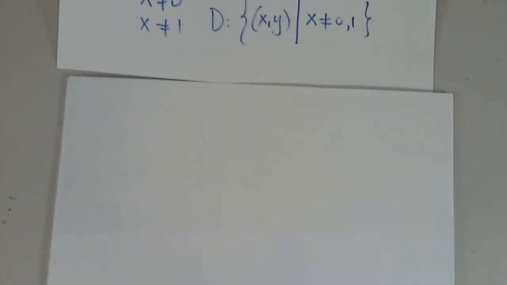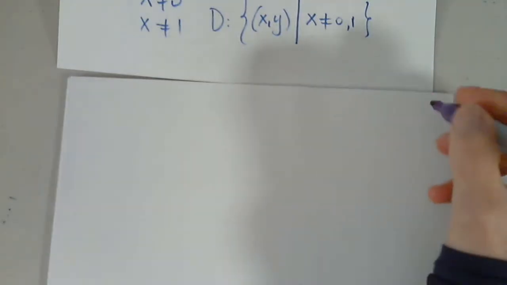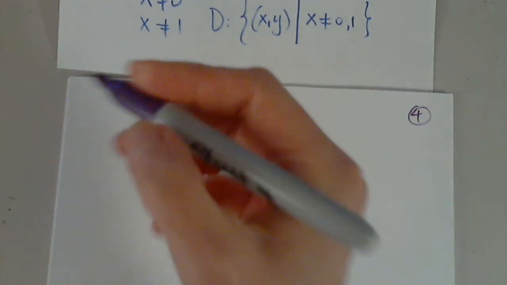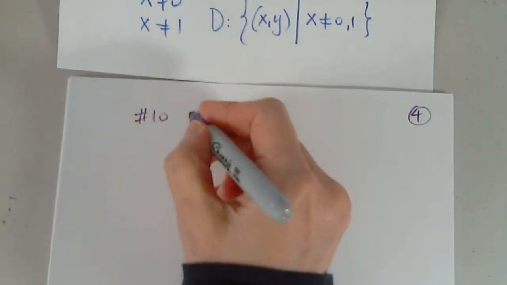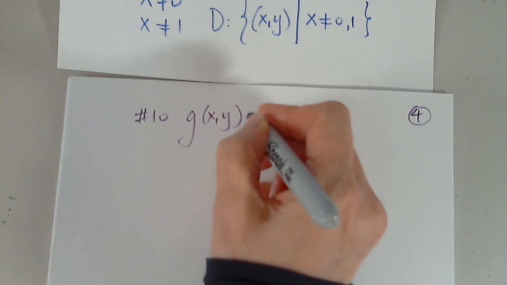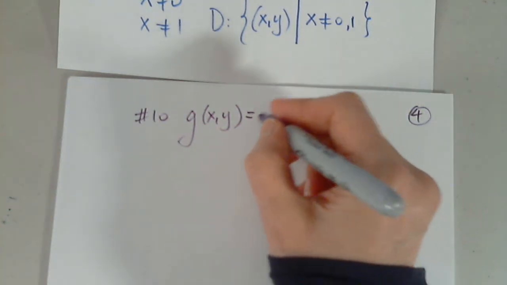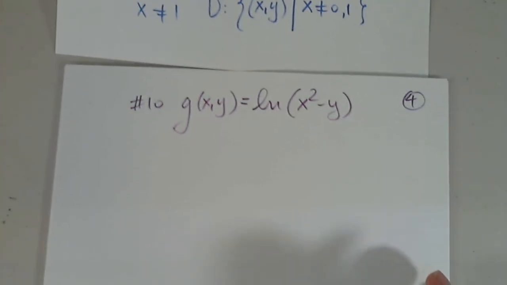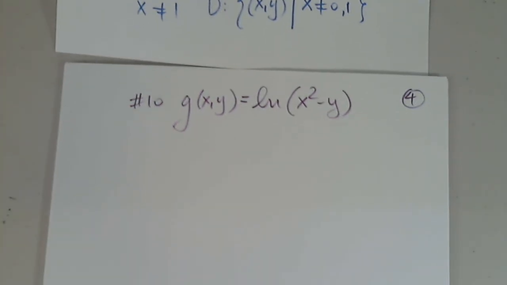And then let's look at a word problem to see how this works and why two variables. Well, let's say number 10. We have g of x comma y is natural log of x squared minus y. Can anyone tell us anything about this? Any restrictions that you can think of?